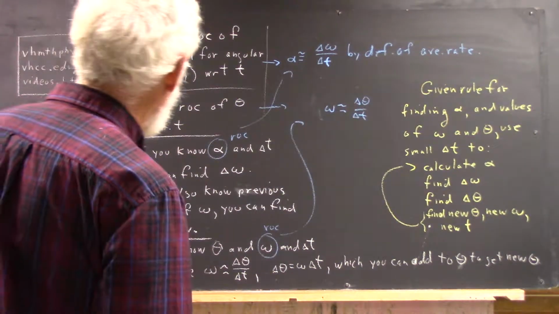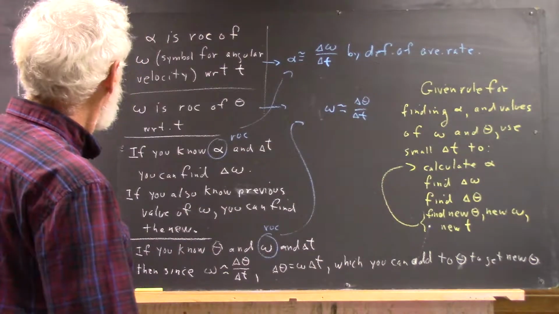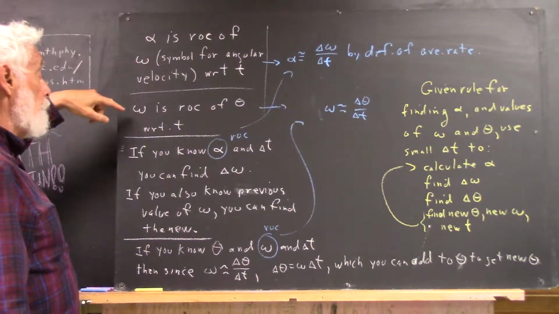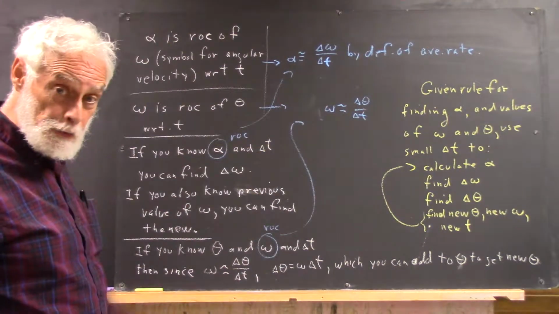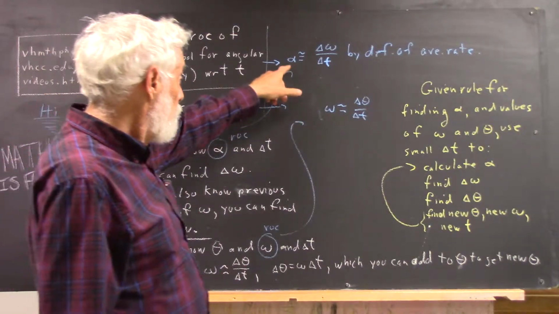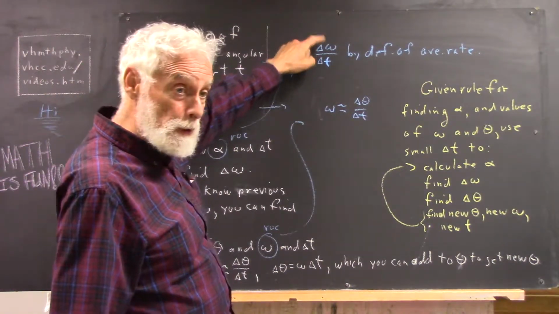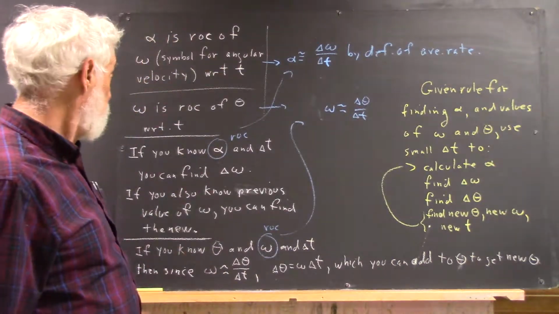Okay, quick summary. Alpha is the rate of change of omega, all rates of change with respect to t. Alpha is the rate of change of omega, omega is the rate of change of theta. So if you know alpha and delta t, you recognize alpha as a rate of change, and you write down what that means. Alpha is change in omega divided by change in t, rate of change of omega with respect to t.